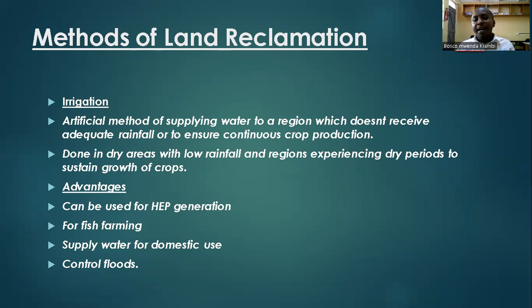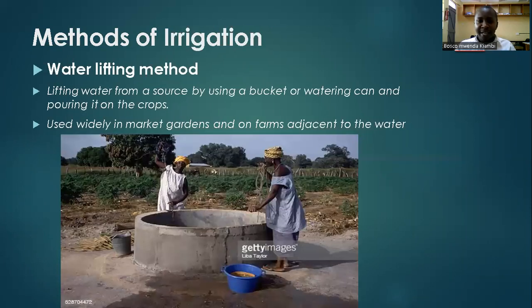So we do irrigation. One of the things is that there has to be a dam or a reservoir that has to be set up so that they will get water from those dams or reservoirs and supply water to those regions. The advantage is that those reservoirs can be used for the generation of hydroelectric power. It can also be used for fish farming. They can supply water for domestic use. And at the same time, they can also help to control flooding.